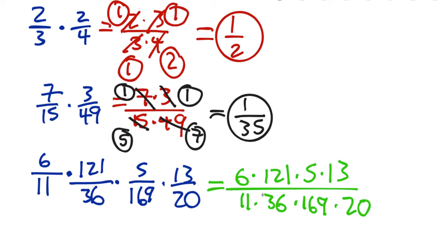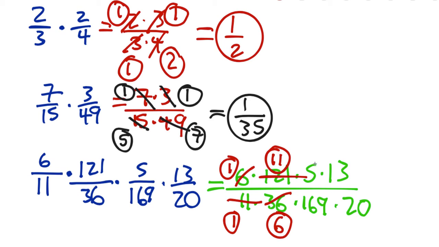So 6 and 36, both factorable by 6. That leaves us 1 here in the numerator, 6 here instead of 36. 11 and 121. Ooh, 11 squared is 121. So I'm going to say 11 goes into both. So that's going to be 1 here because 11 goes into 11 one time. 11 goes into 121 11 times here. 5 and 20. Ooh, that's going to be 5 goes into 5 once. 5 goes into 20, I'm going to slash it there, 4 times.